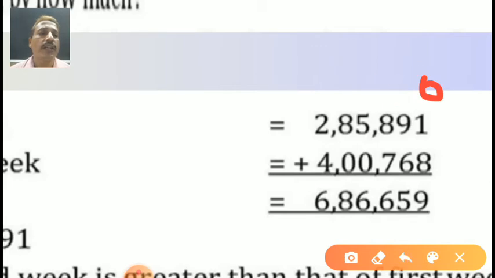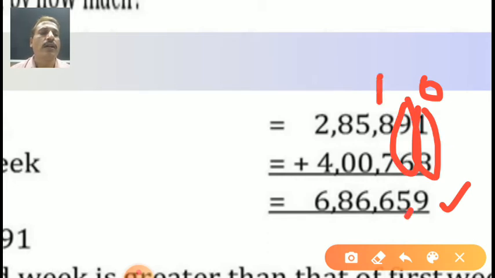Ones place means this one. 1 plus 8. What is the answer? 9. Now tens place. 9 plus 6. What is the answer? 15. 5 is here, 1 is the carryover. 1 plus 8, 9, 9 plus 7, 16. Yes, very fast, student. 1 is the carryover. 1 plus 5, 6. Yes, very nice. 8 plus 0, yes, you are right, student, 8. Now 4 plus 2, or 2 plus 4, both are the same answer, 6. Your answer is here. Very hard or very easy? Very easy.